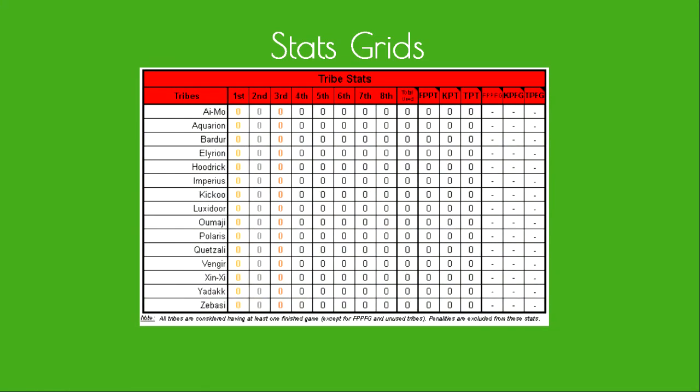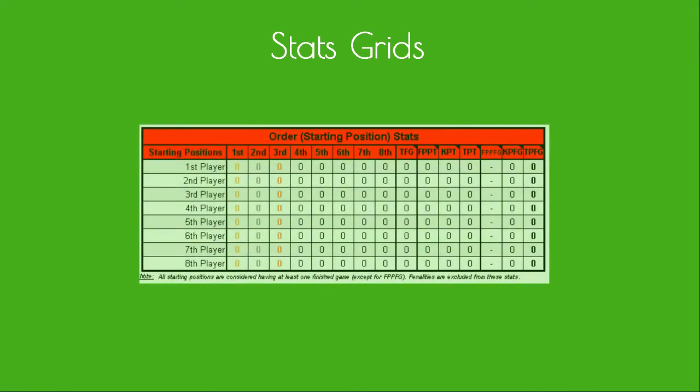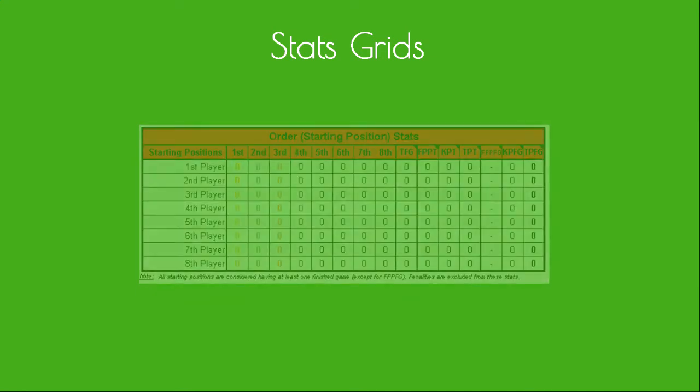The next grid shows the tribe stats used within your division. And lastly, the bottommost grid shows the statistics based on the starting position in the turn order. So every player who started first in the turn order will show in first player, and so on.